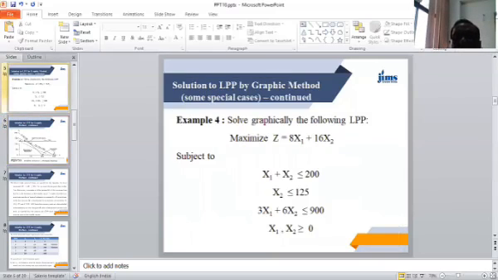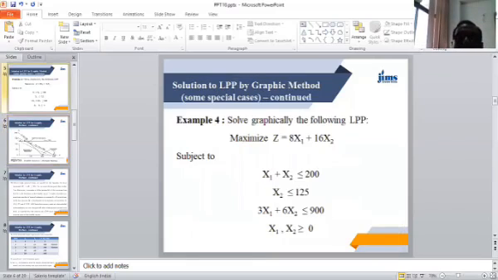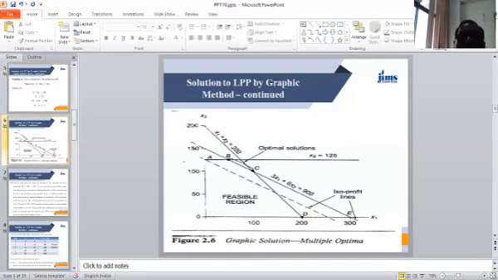Second condition is x2 less than or equal to 125. If we consider x2 is equal to 125, then this line will be parallel to the x1 axis, because any line parallel to the x1 axis will have equal value of x2. So x2 is equal to 125. This line is there, and here also, because it is less than 125, the solution will exist below this line.